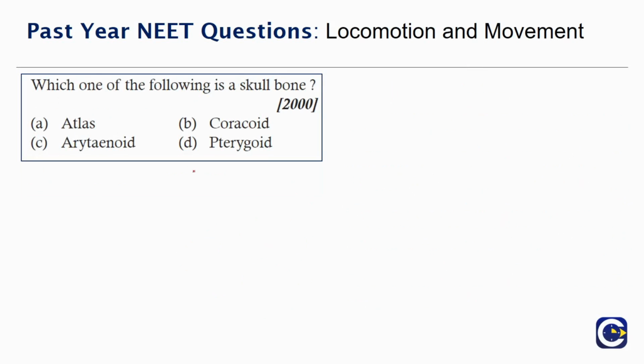So which one of the following is a skull bone? Atlas, coracoid, arytenoid and pterygoid. So atlas is a first vertebra. Coracoid is present in the scapula. Arytenoid process is present in the larynx and it is not part of a bone. So pterygoid bone is a part of the skull bone.